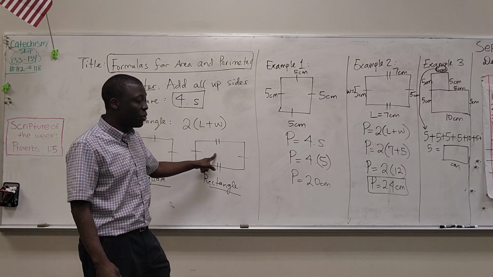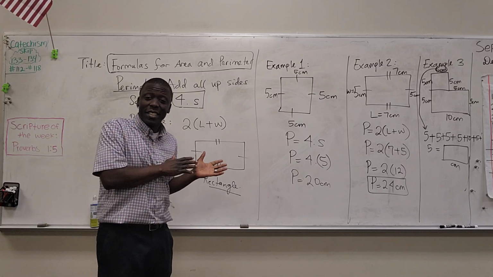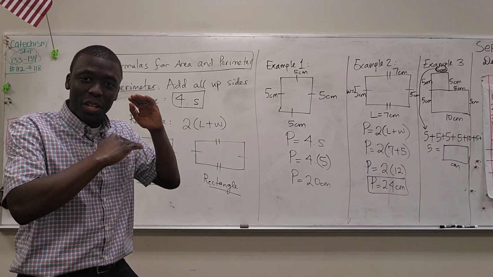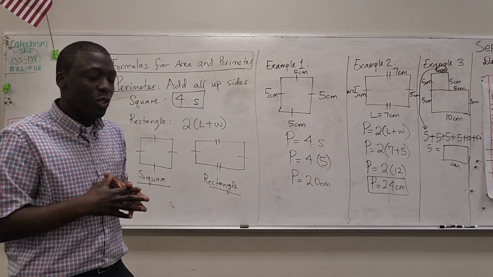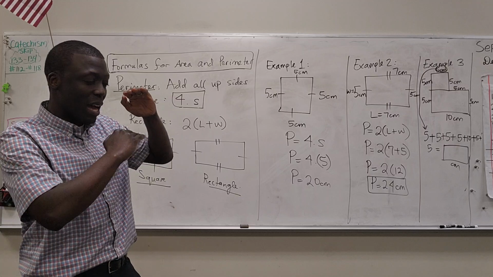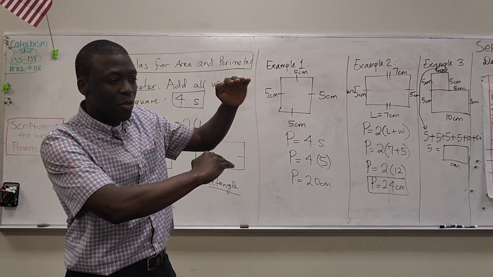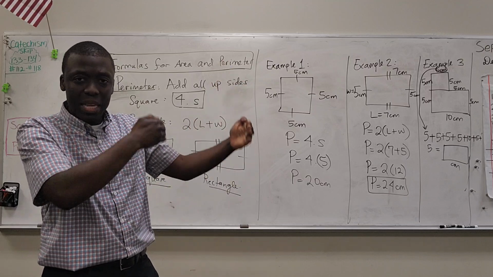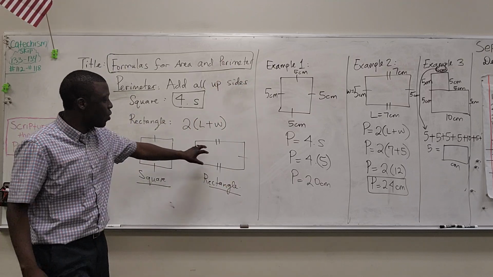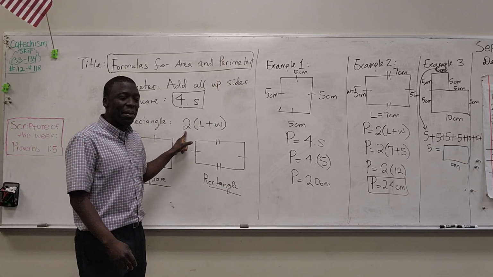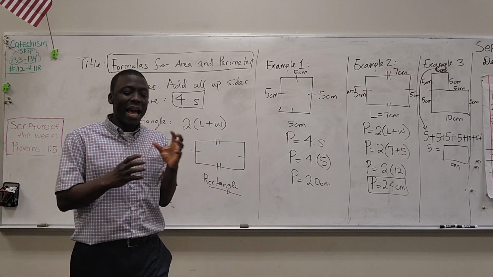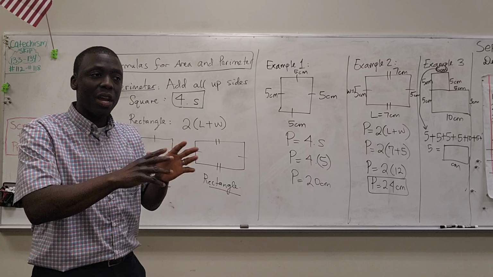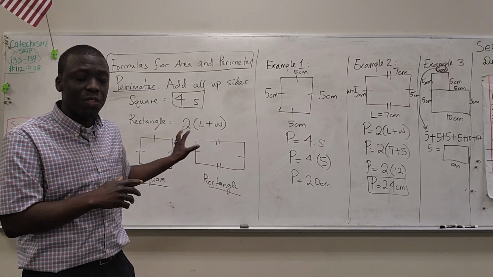This is called a rectangle. A rectangle has 2 sets of sides that are parallel and equal. In this case, we have the length, and the value of the length will be the same top and bottom. The value of the width will be the same on the sides. So we say perimeter is 2 times (length plus width), meaning you add the length and the width together and multiply that by 2, and now you have the perimeter of the rectangle.